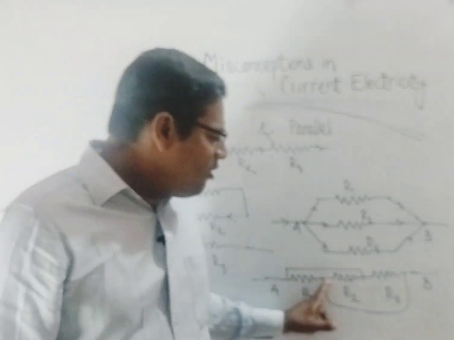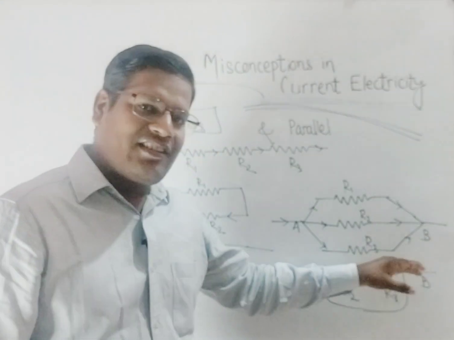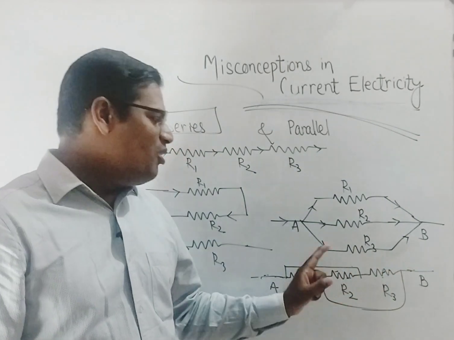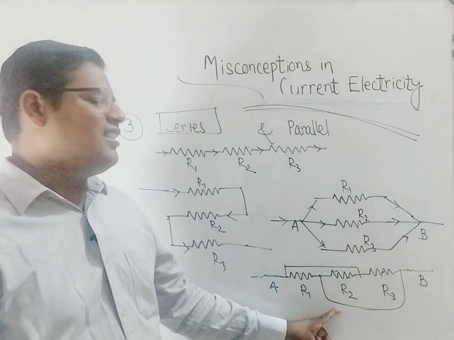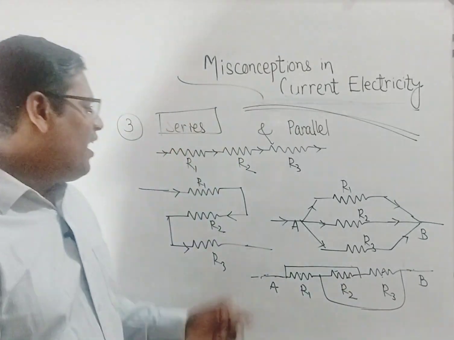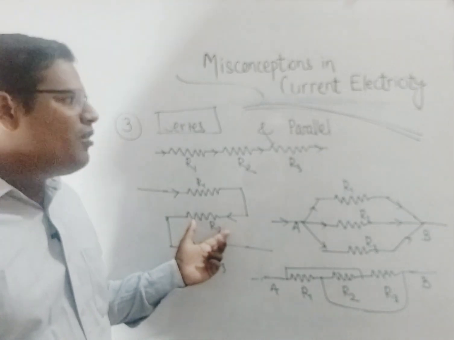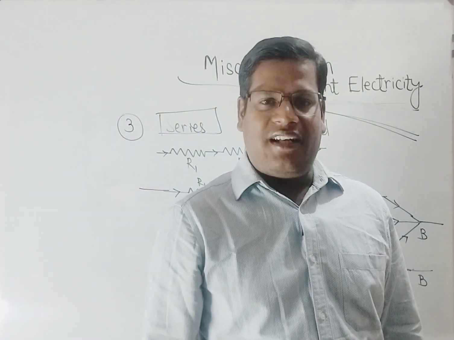One may feel tempted to say that this is series. All three resistors are in a straight line. But no, this is not series. This is a parallel combination. This is a parallel combination. Students mistakenly think that this is series and this is parallel. I hope I am clear about series and parallel combinations.